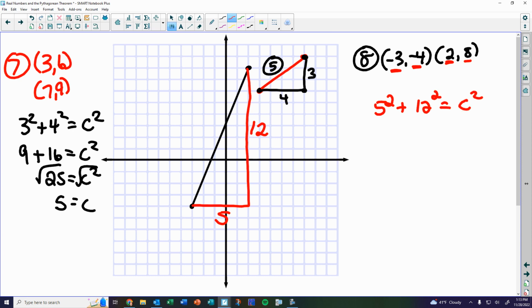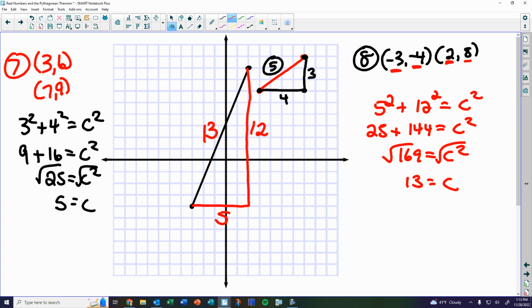Well, what's 5 squared? 25. And what's 12 squared? 144. And when I add them together, I get 169. When I square root both sides, what's the square root of 169? 13. And 13 was this distance here. And again, it should always be your biggest number.